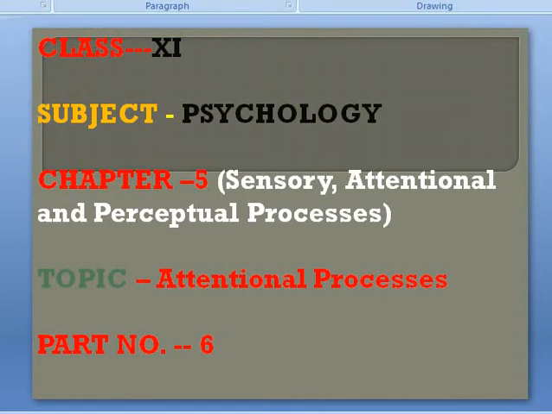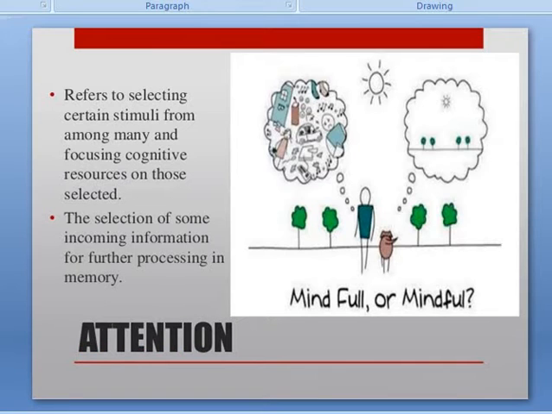Today we will discuss the topic attentional processes in chapter 5. So attention refers to selecting certain stimuli from among many and focusing cognitive resources on those selected. The selection of some incoming information for further processing in memory is attention.